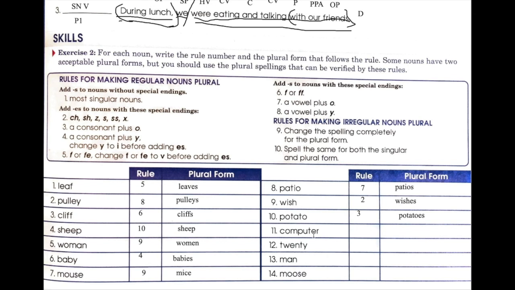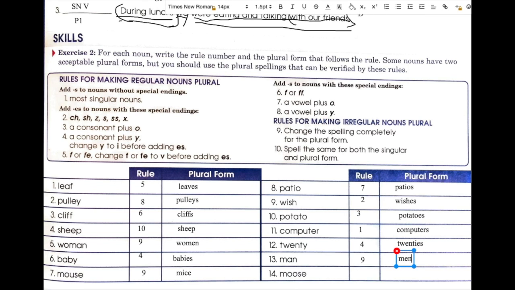Computer. Well, computer is just a regular old noun, so it's rule number 1. For rule number 1, we add S. Computers. 20 ends with a consonant and a Y. That's rule number 4. For rule number 4, it says we change the Y to an I and add ES. 20s. Man, we change completely around. It's irregular. We turn it into men.